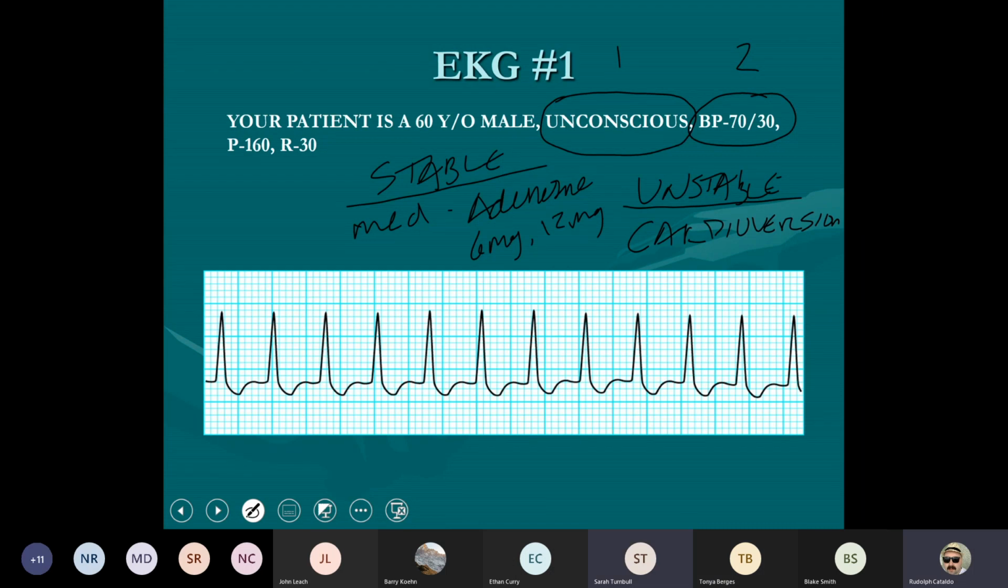Okay, 12 milligrams. How fast do I push adenosine? As fast as you can. As fast as absolutely possible.